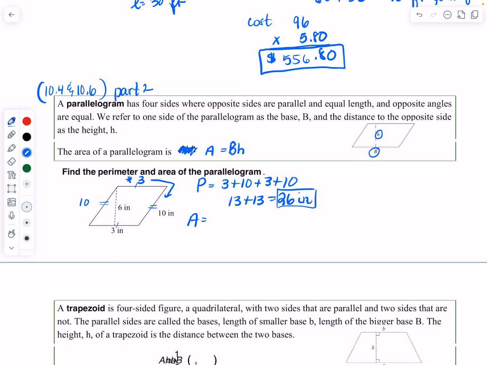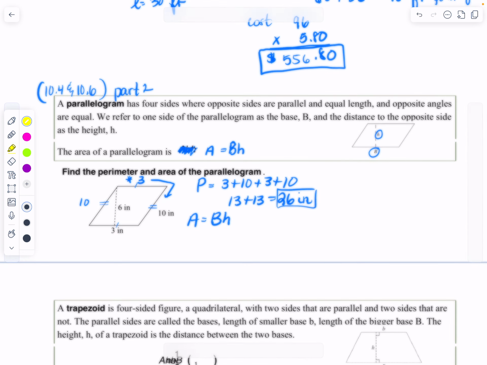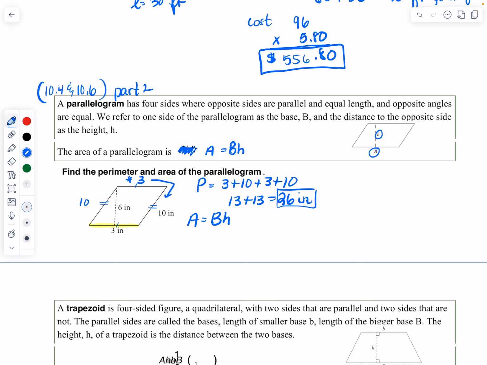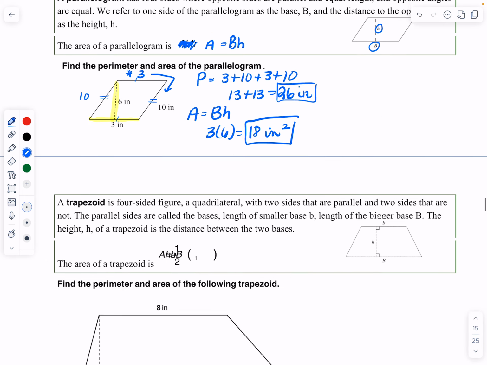Now the area of the parallelogram is the base times the height. The base is here, so I'm going to write 3 for that. And the height is how tall the figure is, which is 6. So 3 times 6 is 18. And remember, I'm finding the area, the surface area of it, so it's going to be inches squared. So this is 18 inches squared. Okay, let's look at the next one.